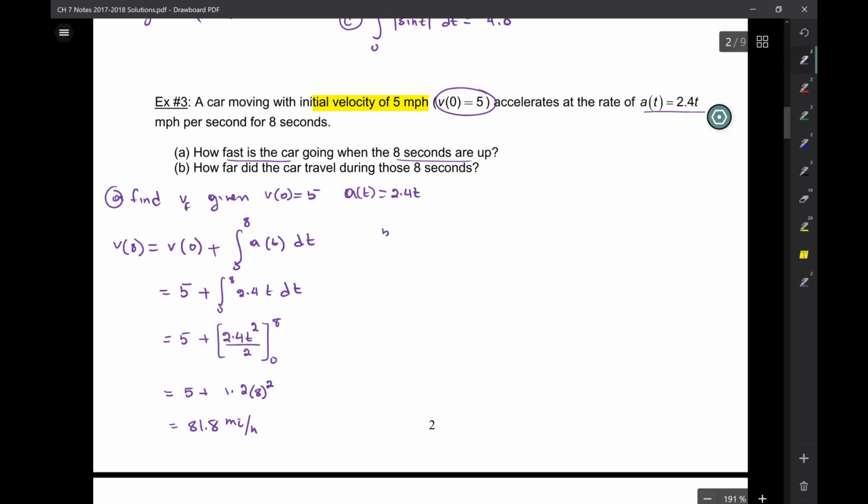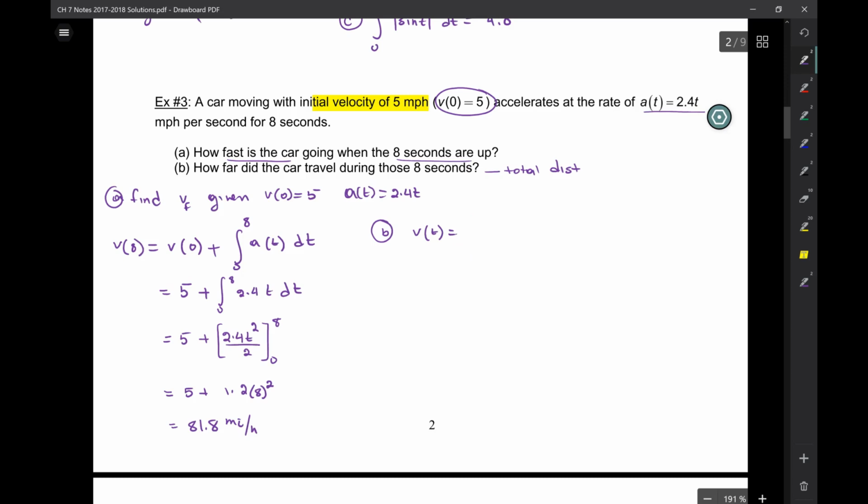Okay, now part B. How far did the car travel during those 8 seconds? How far did it travel? That's total distance. So that's the absolute value. Okay, so now how do we find V of t? When you have A of t, how do you find V of t? You take an integral.